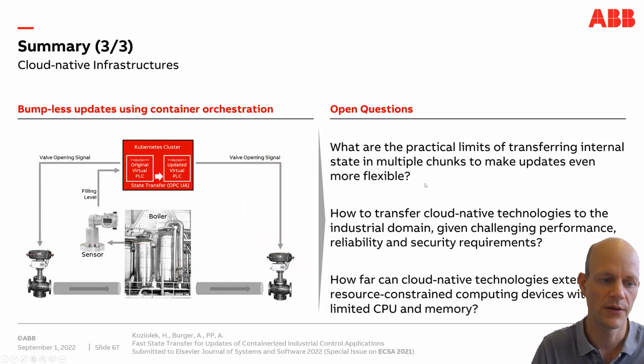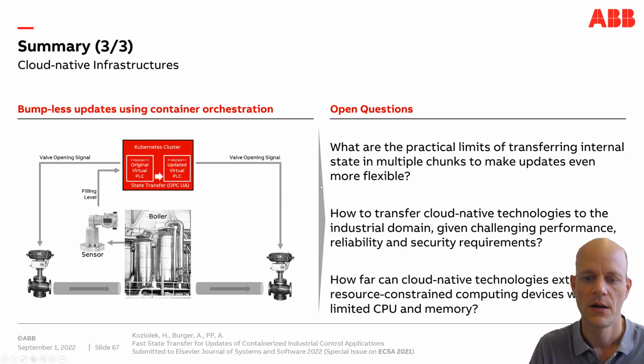And finally, we saw the cloud-native infrastructures, where we had an approach for bumpless updates using container orchestration, where we utilized the container orchestration engine Kubernetes and implemented a custom Kubernetes operator to conduct a state transfer between two PLC programs. Here, the open questions are regarding the practical limits of transferring the internal state in multiple chunks, and then also to find out how far we can use cloud-native technologies in the industrial automation domain, given all these regulatory requirements, real-time requirements, and safety requirements. So the limits are still unclear.